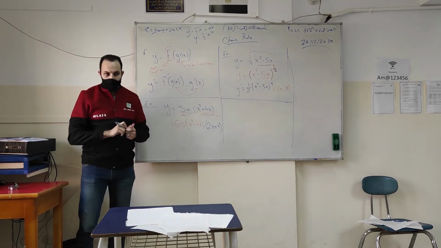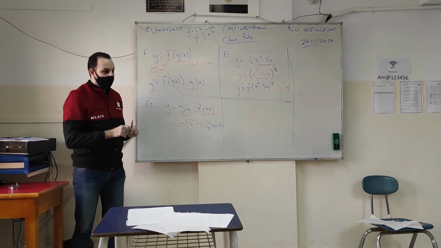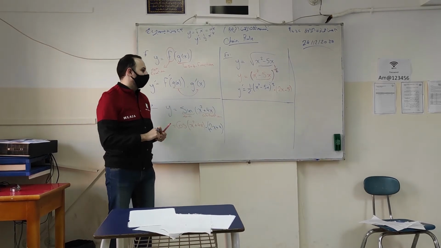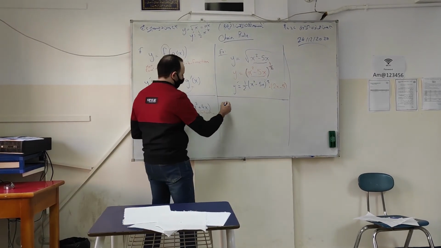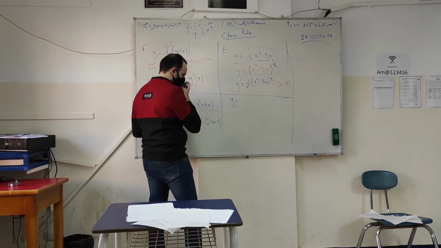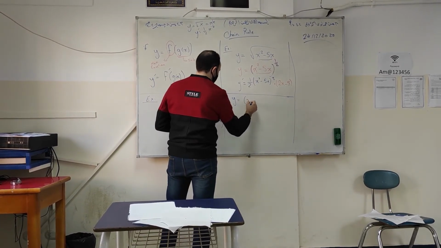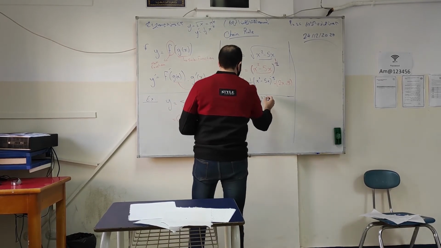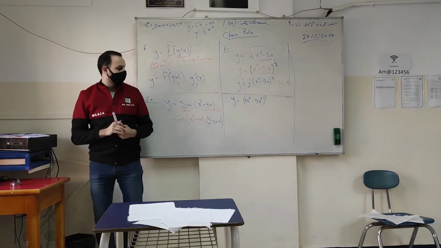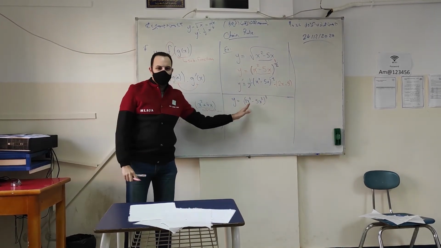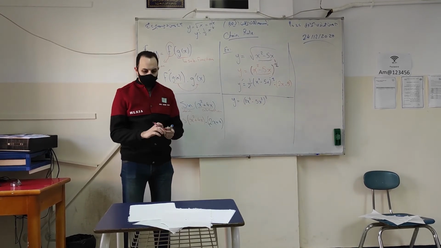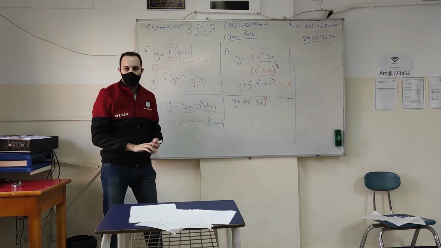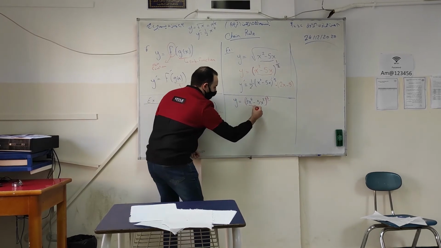Let's see another one. Of course there are many things that are not obvious. Let's try this out. If I have y equal 3x to the power 4 minus 5x squared, all power 3, where is the subfunction and where is the main function? The main function is the bracket power 3. This is the main function. And where is the subfunction? This one.